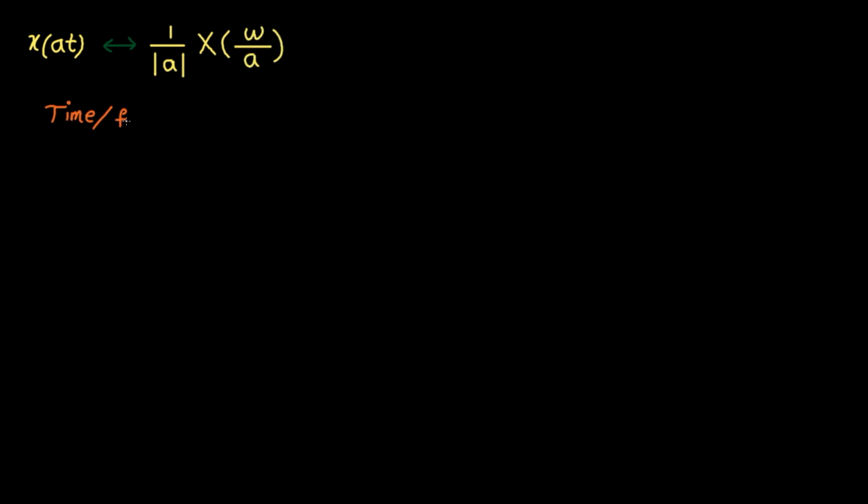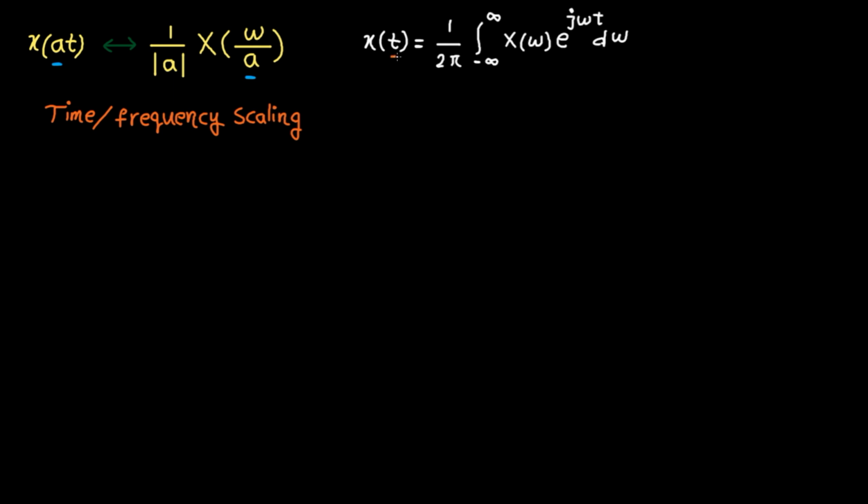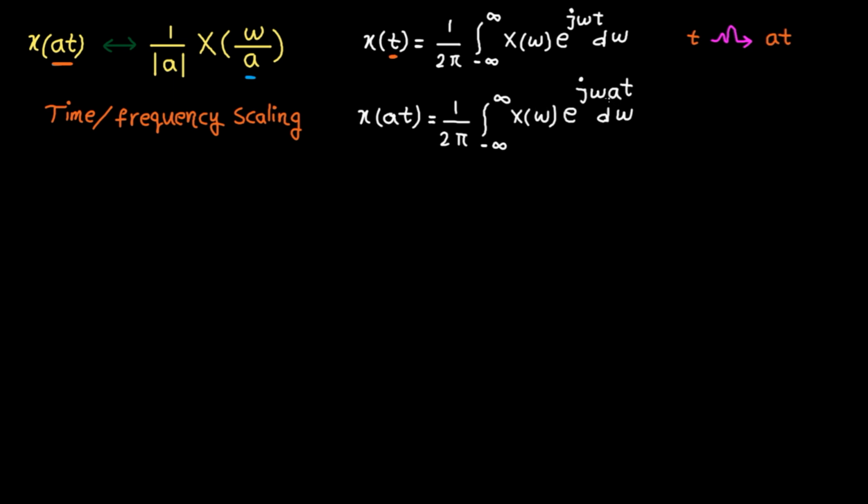This is called time or frequency scaling property. To prove this, I'm gonna use inverse Fourier transform. Let's replace t with at. Here we go. Now let's change the integral variable. I'm gonna replace omega a with k, which means replacing omega with k over a.